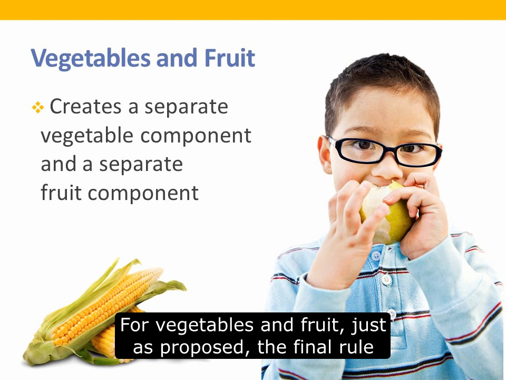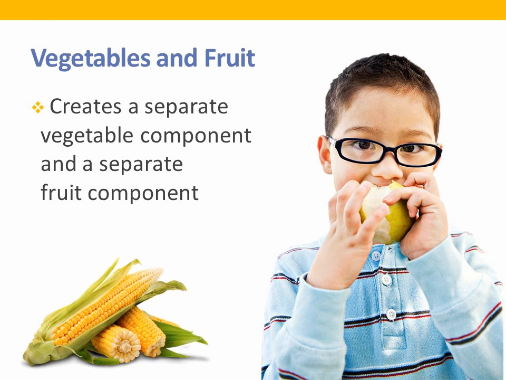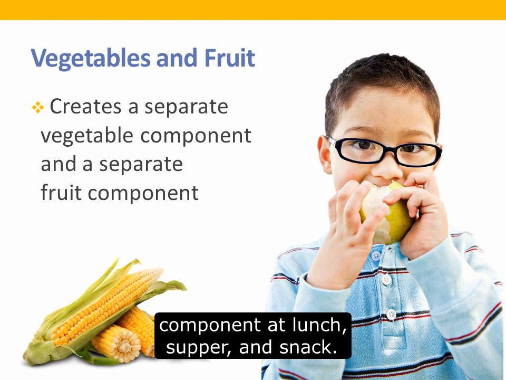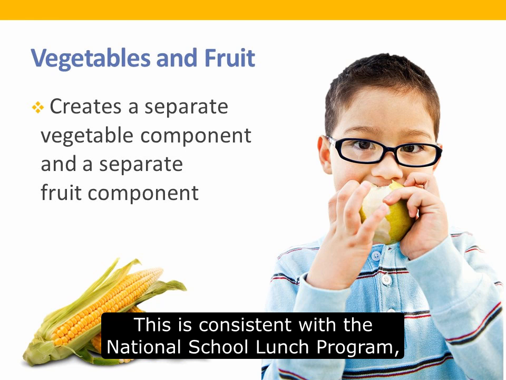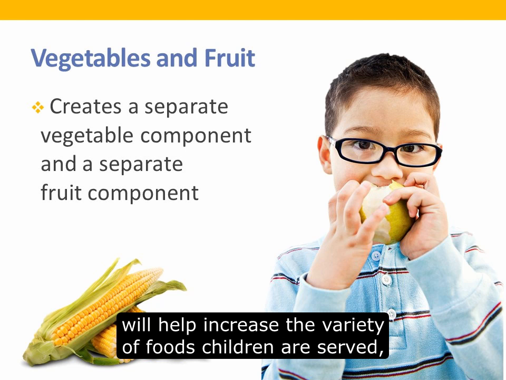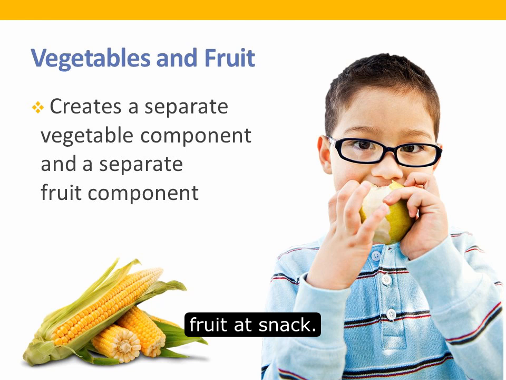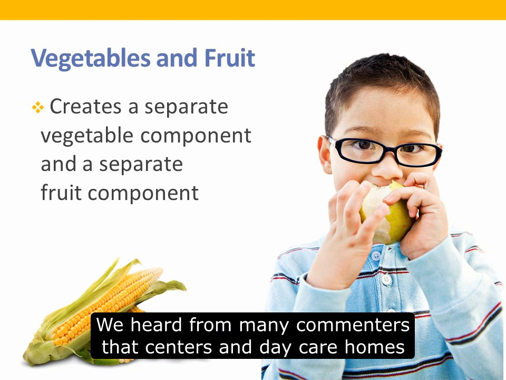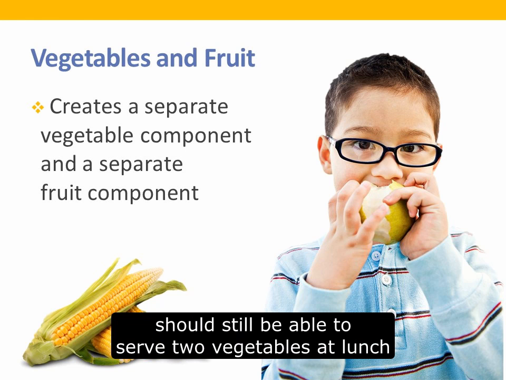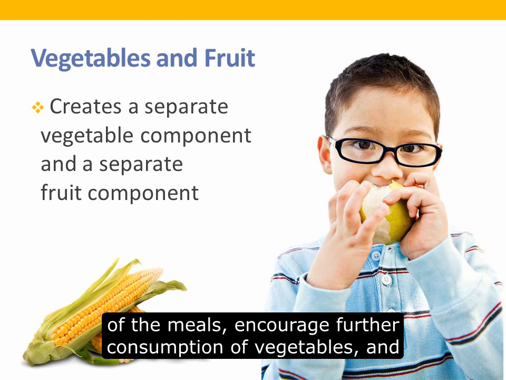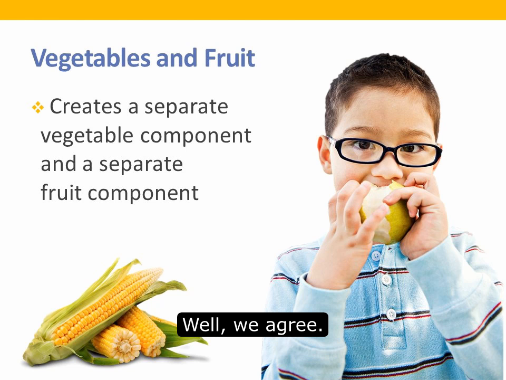For vegetables and fruit, just as proposed, the final rule creates a separate vegetable component and a separate fruit component at lunch, supper, and snack. This is consistent with the National School Lunch Program, will help increase the variety of foods children are served, and allow centers and daycare homes to serve a vegetable and a fruit at snack. We heard from many commenters that centers and daycare homes should still be able to serve 2 vegetables at lunch and supper. These commenters cited that it would help increase the appeal of some meals, encourage further consumption of vegetables, and reduce the amount of fruit juice that's offered.